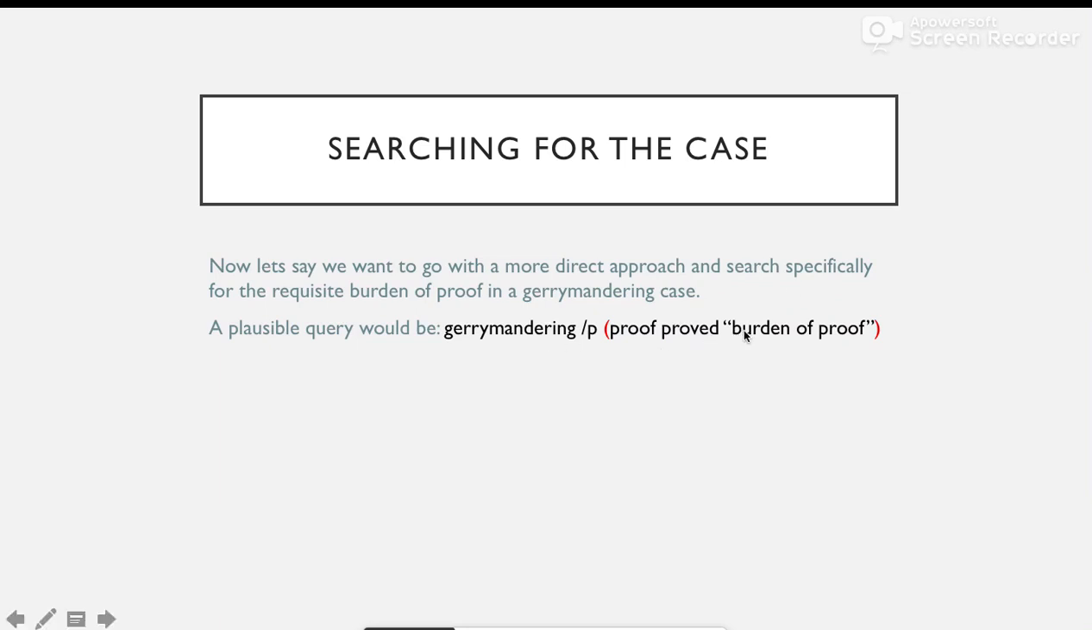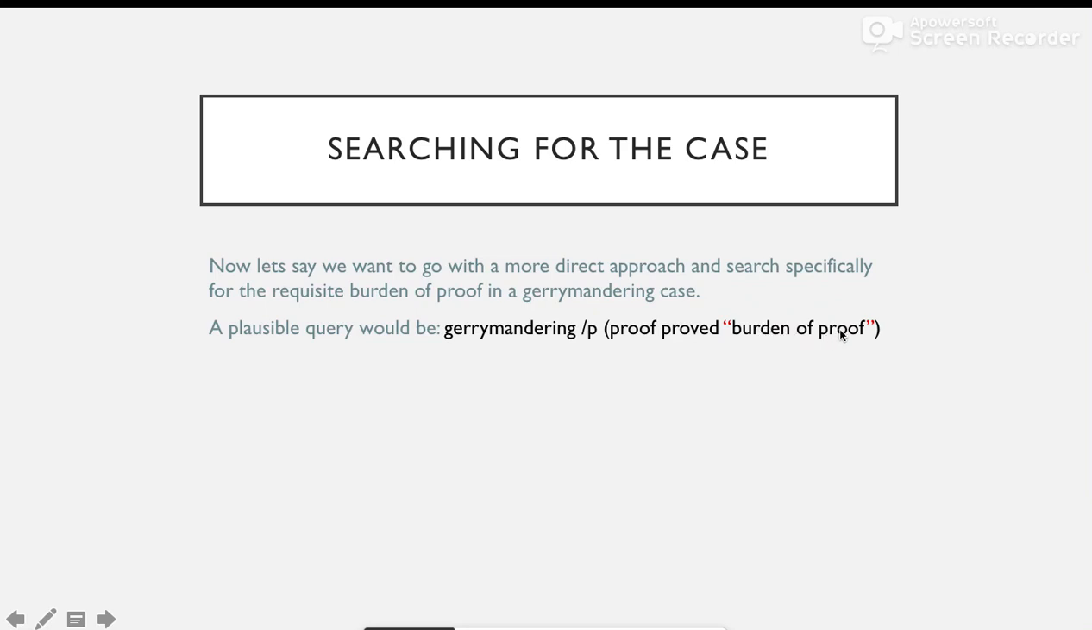But then we also have the quotation marks. The reason we have the quotation marks here is because with this option, we want to have this whole phrase together. We want this whole phrase or really nothing at all, because we don't want the word burden floating around aimlessly and bringing us a bunch of cases that just say burden, which don't have anything to do with a burden of proof.